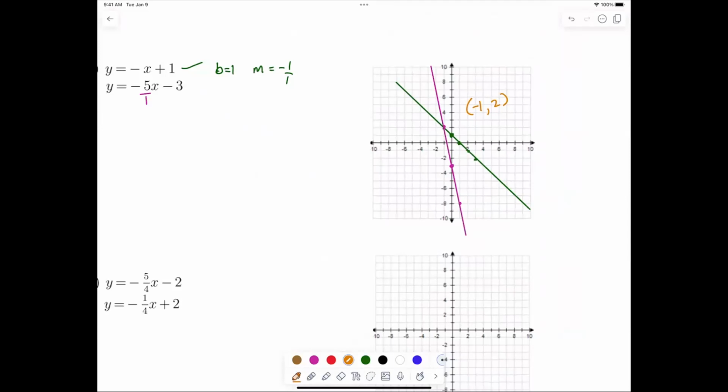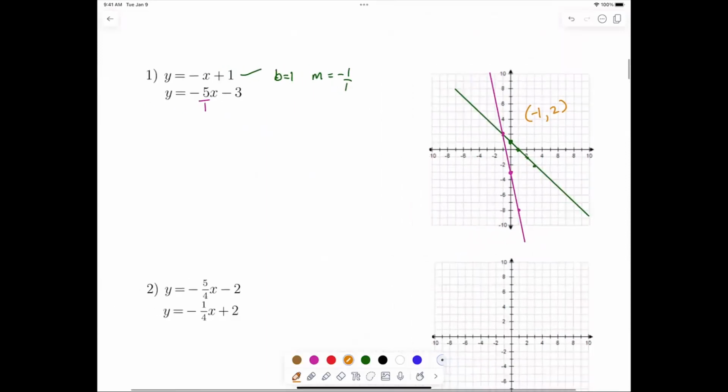Go to y equals, type in negative x plus 1. Then go to Y2 and type in negative 5x minus 3. Now, the other thing I want everybody to do is go to Y equals again. And go up where, do you remember where it says stat plot? If it's highlighted in black, we need to turn that off, because that's giving your calculator the ability to plot points. We're not going to be plotting the points.